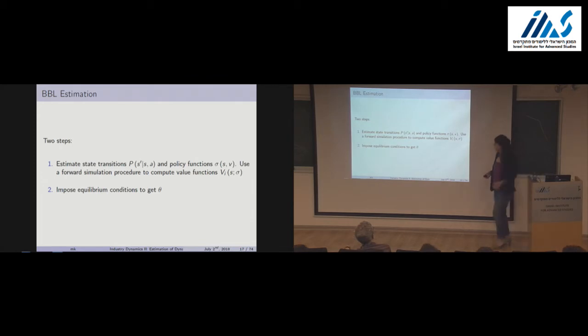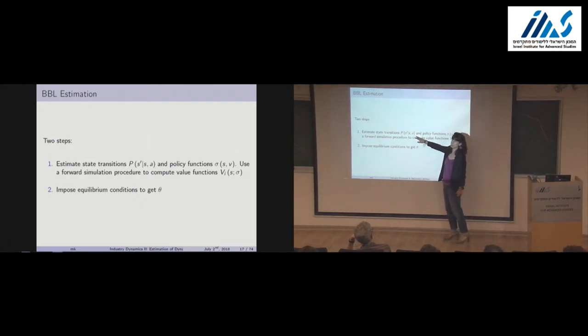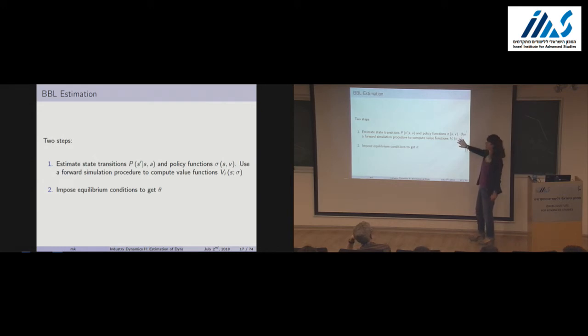Okay, so here are the two steps. Now we can get into them. The first step is going to estimate two objects and compute a third. We're going to estimate the transition, the probability of going to S prime given S and A, and the policy function, the function sigma of the state and the shock nu. Once we have these two objects, we're going to use a forward simulation procedure to compute the value functions.